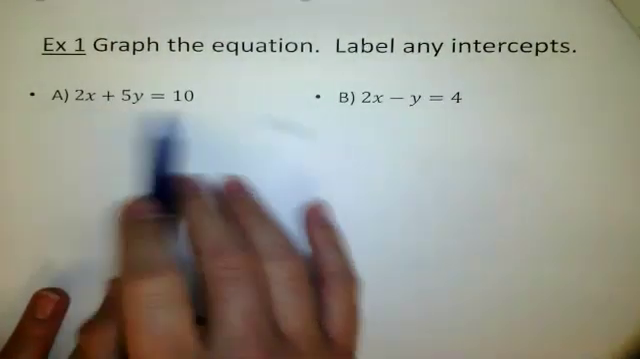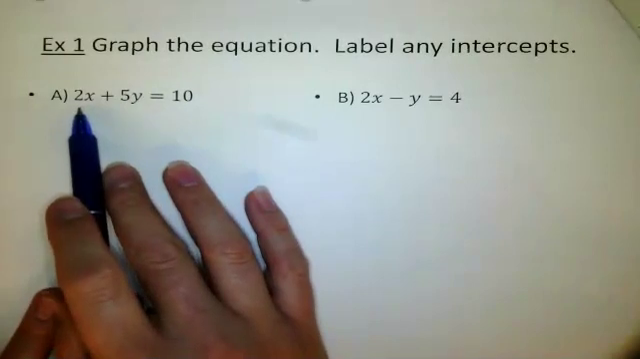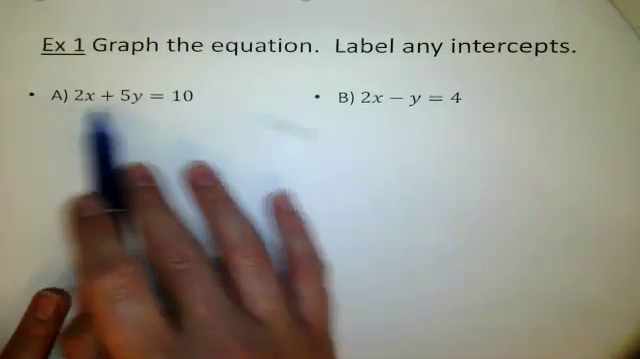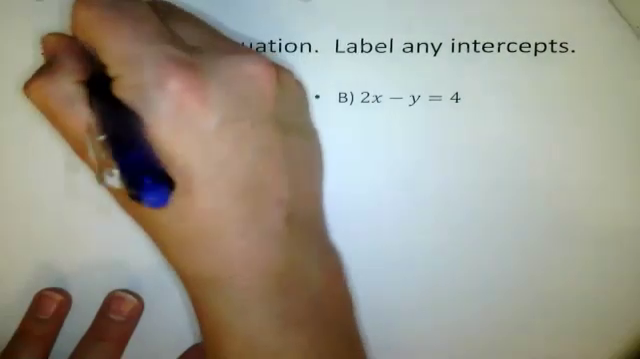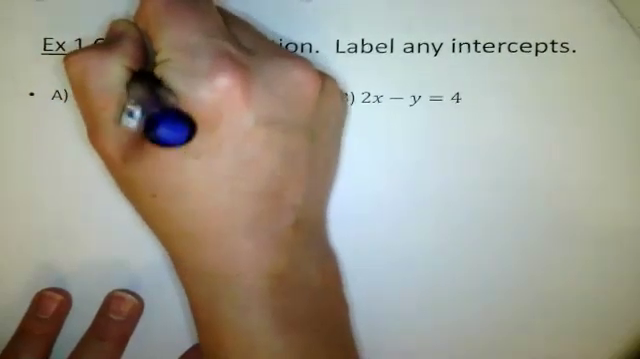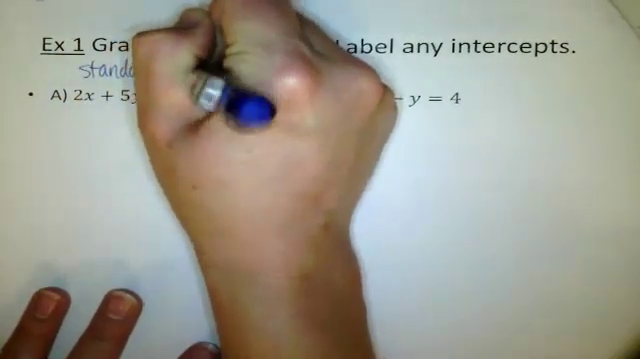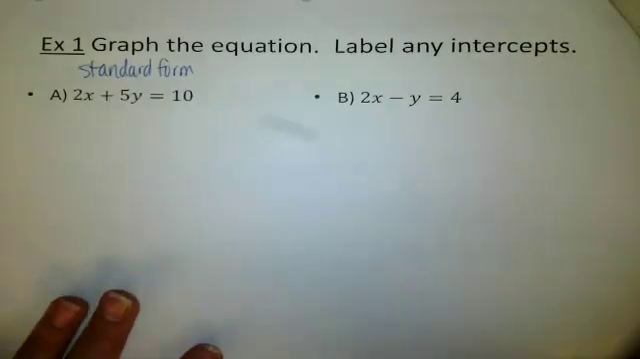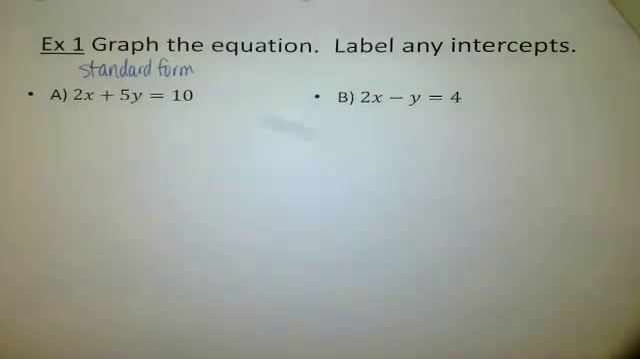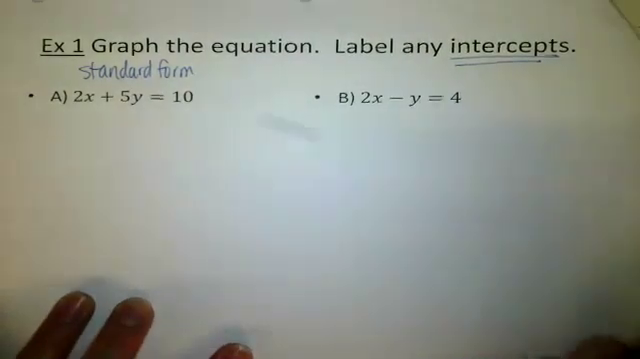So, let me ask you this a different way. What form is this? Standard form. It's standard form because the x and the y are on the same side of the equal sign. There are some other conditions on that, but I don't need to talk about that right now. Because it's in standard form, the easy thing to do is find the intercepts.